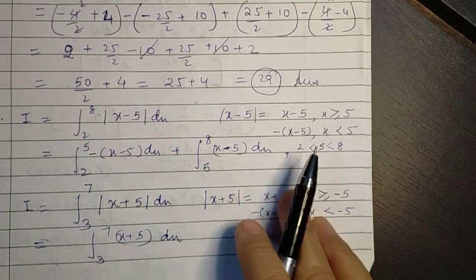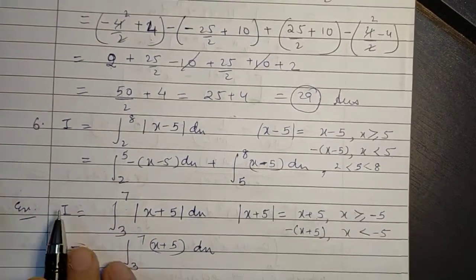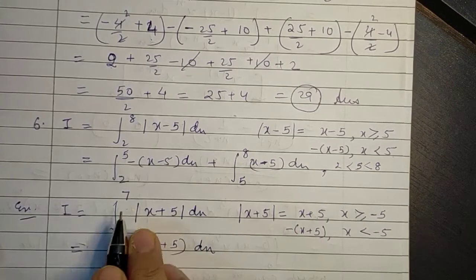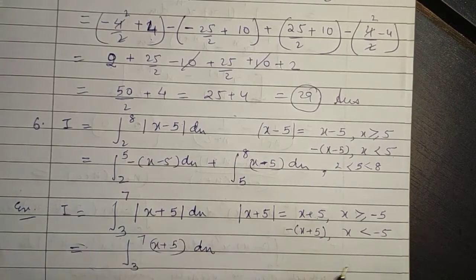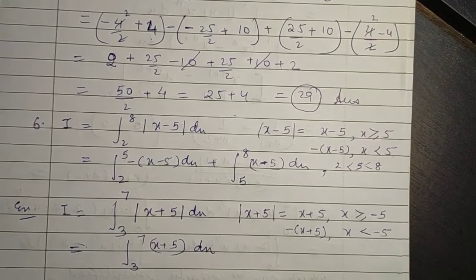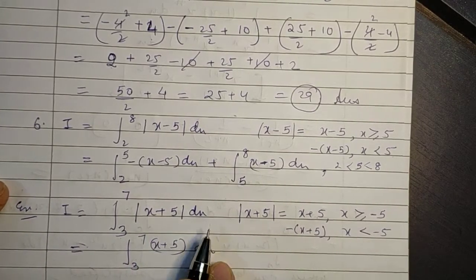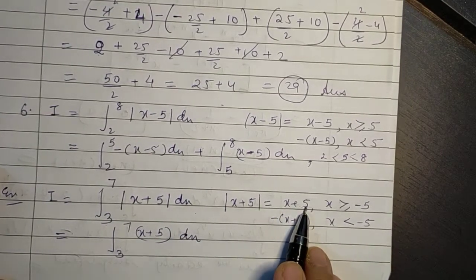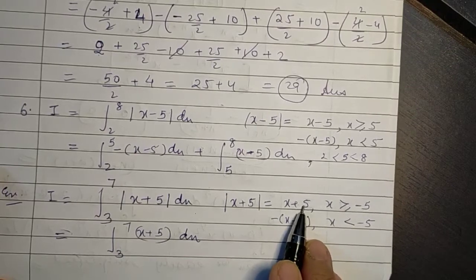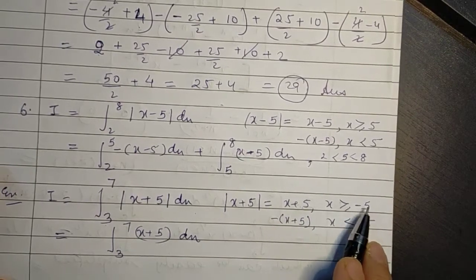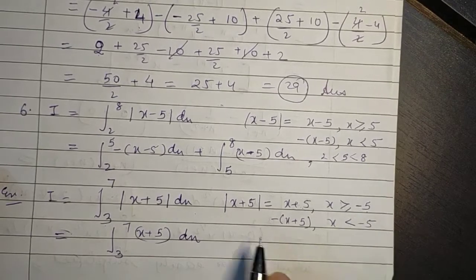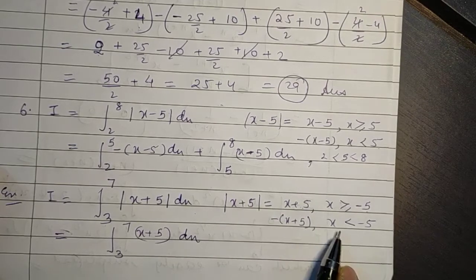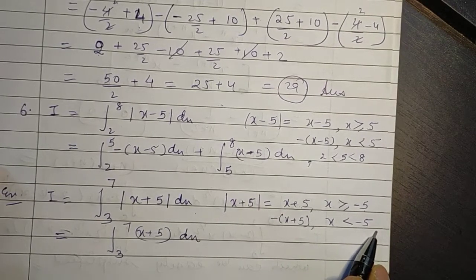Now let's take up a few more examples. Suppose the integral was from 3 to 7, modulus of x plus 5, dx. So first we redefine modulus of x plus 5. What do we get? It is equal to x plus 5 when x plus 5 is greater than or equal to 0, which gives us x is greater than or equal to minus 5. It is equal to minus of x plus 5 when x plus 5 is less than 0, that is x is less than minus 5.